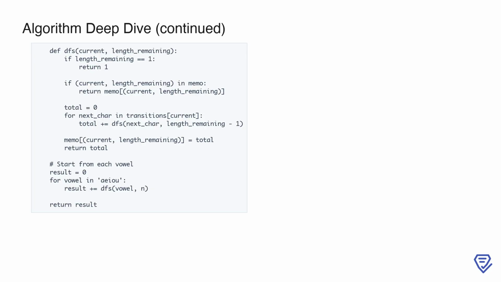Finally, to compute the total number of valid strings, we iterate over all vowels, calling the DFS function for each vowel with the initial string length n, and summing up the results. This approach ensures efficient computation by leveraging both recursion and memoization.